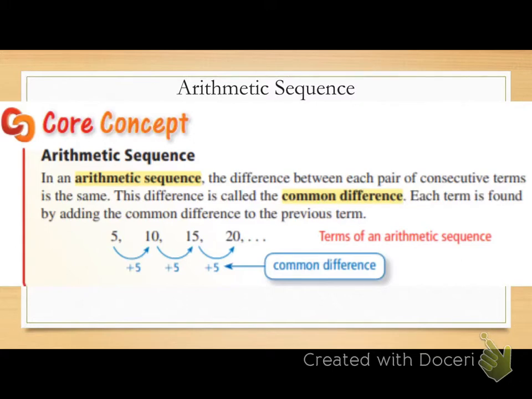So, the sequence that we saw on the previous slide, 5, 10, 15, 20, and so on and so forth. It's arithmetic because we're doing what each time? Adding 5. 5 plus 5 gives me 10. 10 plus 5 gives me 15. 15 plus 5 gives me 20. And that sequence carries on forever and ever. So, 5 is my common difference. We often denote the common difference with the variable d. So the common difference here would be d equals 5, because that's what we're adding each time to get the next term.